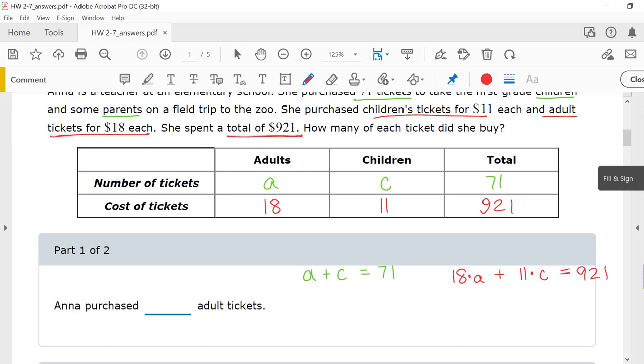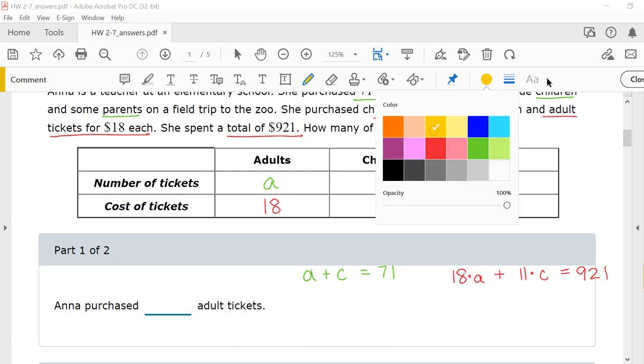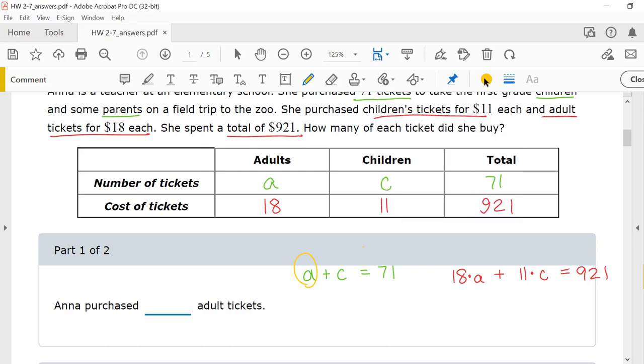Okay, how do you solve this? First thing you're going to do is get A by itself. How do you get A by itself? You've got to subtract C from both sides. So A is equal to 71 minus C. Now over here, instead of writing A in the red equation, I'm going to write 71 minus C. So I have 18 times 71 minus C plus 11C, and that equals 921.